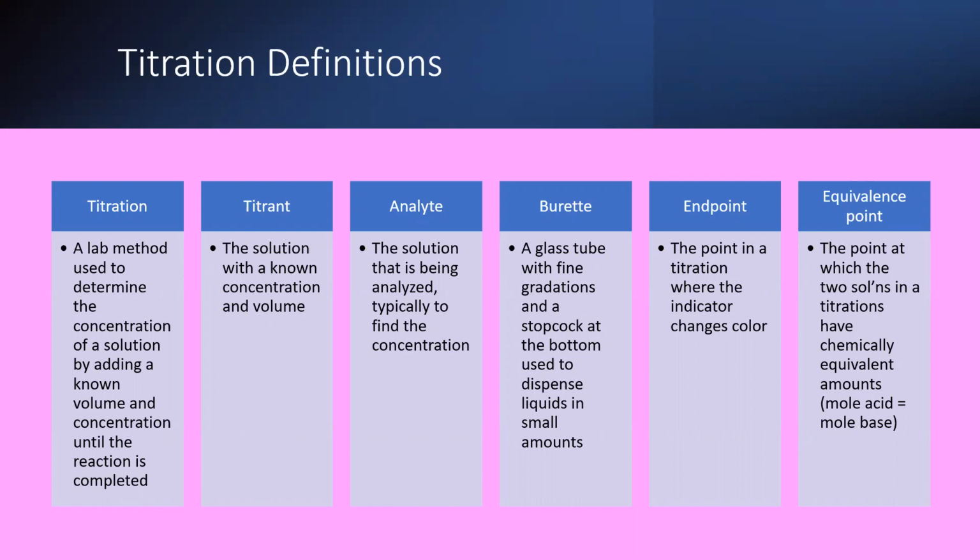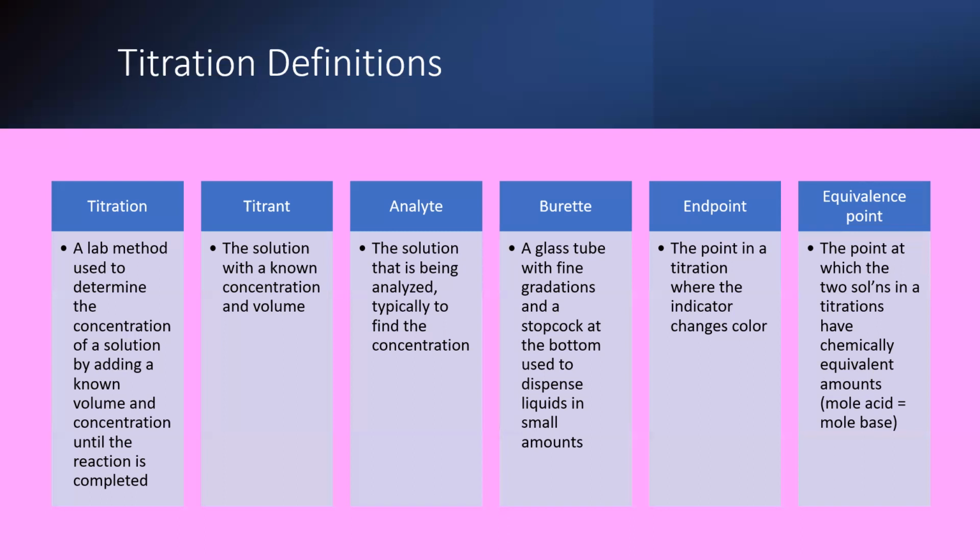So in this situation, there's going to be two different solutions. There's the titrant, which is the solution with a known concentration and volume. This is usually the base. It does not have to be, but typically in a titration, the acid is the unknown. And then the analyte is the unknown molarity. We will know the volume of the analyte in a titration, but we will not know the molarity. Again, this is usually the acid.